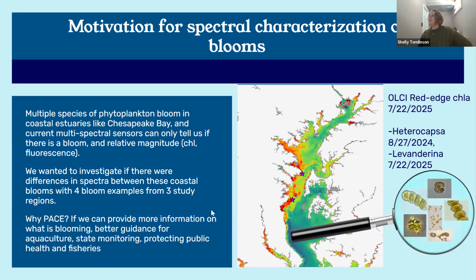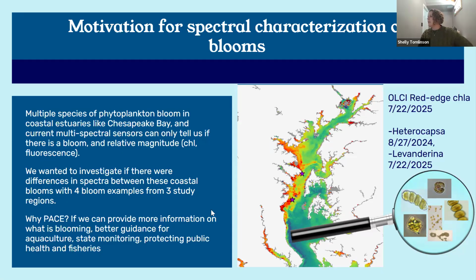The motivation for this project was to look at spectral characterization of different blooms. Currently, multispectral imagery that's used for monitoring algal blooms really can only tell you that there's a lot or a little of algae in the water. Most traditional methods use chlorophyll or fluorescence products to try and find these high biomass blooms.